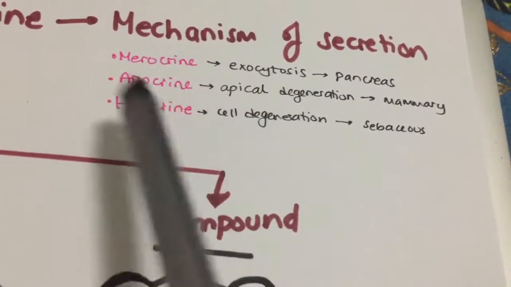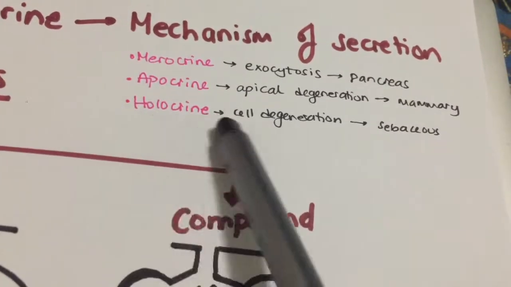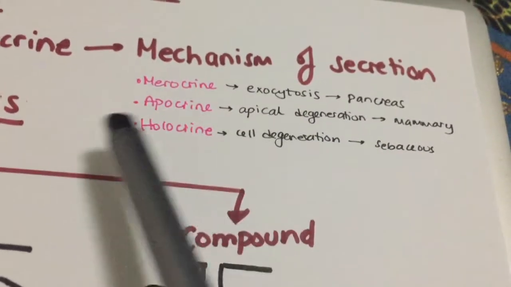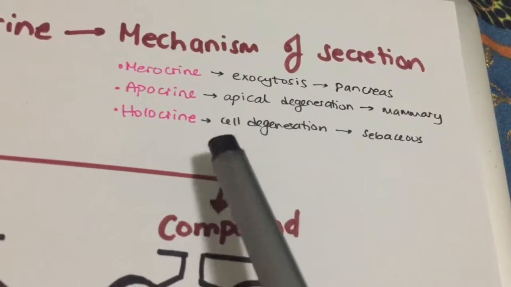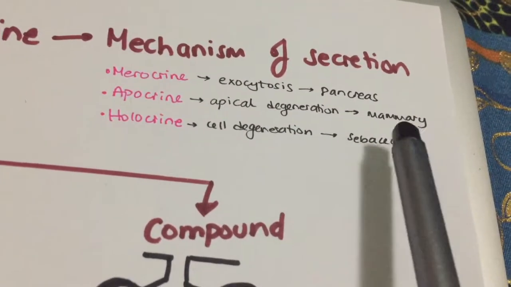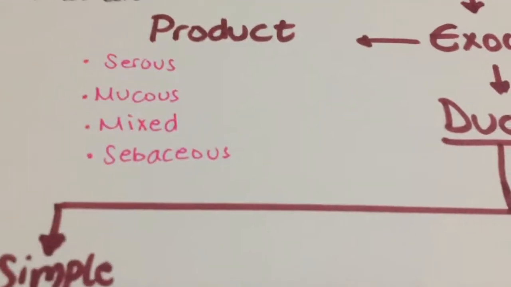The third type is holocrine, and you can use the word whole to imagine that it's the whole cell. So what happens is that the whole cell degenerates. An example of that is sebaceous glands. And yeah, next we'll be talking about the products.